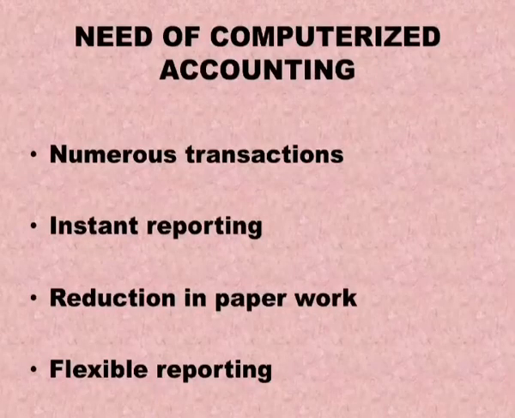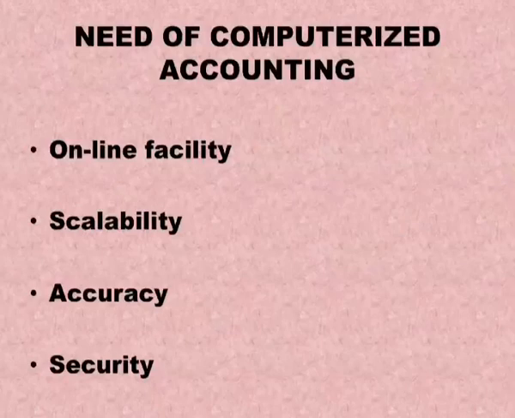Next is flexible reporting. The reporting is flexible in computerized accounting system as compared to manual accounting system. The reports of a manual accounting system reveal balances of accounts on a periodic basis, while a computerized accounting system is capable of generating reports of any balance as and when required and for any duration which is within the accounting period. Next is online facility. A computerized accounting system offers online facility to store and process transaction data so as to retrieve information to generate and view financial reports.